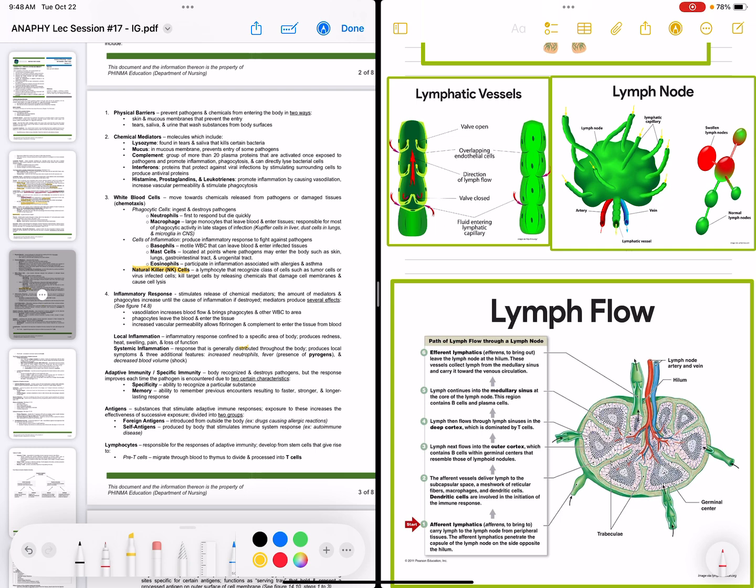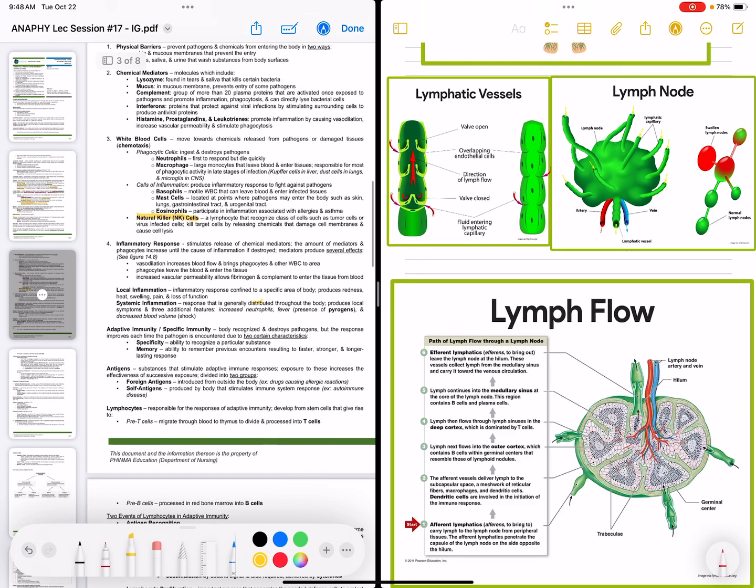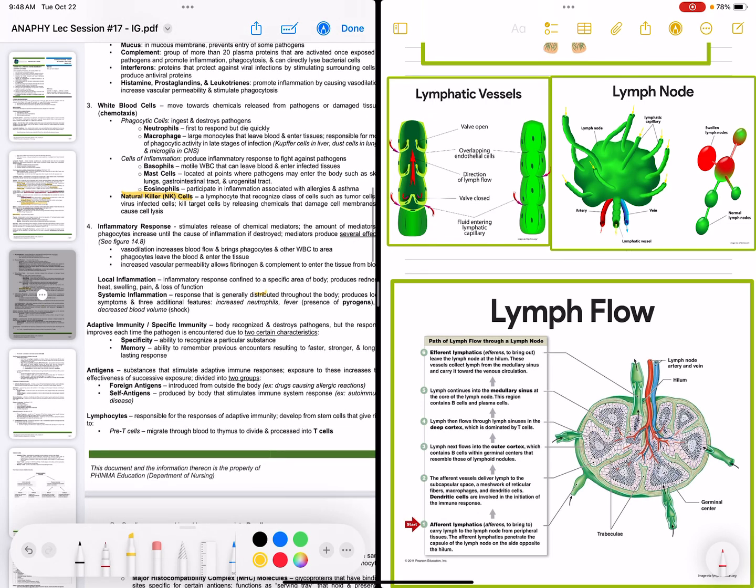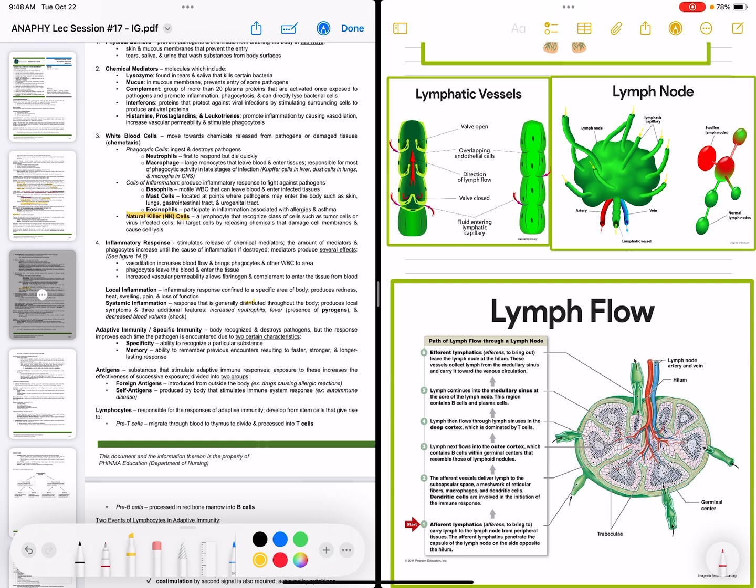And number 4, inflammatory response. So, it stimulates release of chemical mediators. So, the amount of mediators and phagocytes increase until the cause of inflammation is destroyed. Mediators produce several effects, like vasodilation, increased blood flow, and brings phagocytes and other WBCs to the area. And phagocytes leave the blood and enter the tissue. And increased vascular permeability allows fibrinogen and complement to enter the tissue from blood.